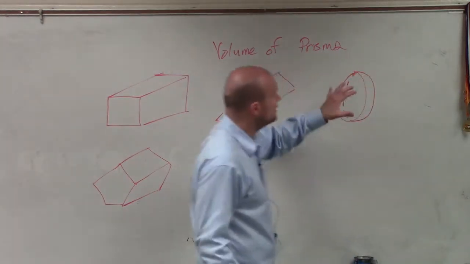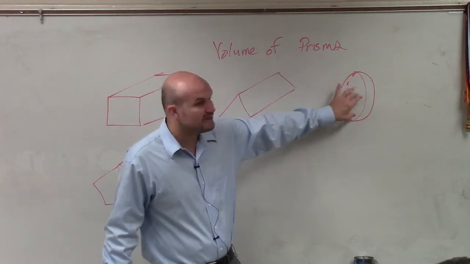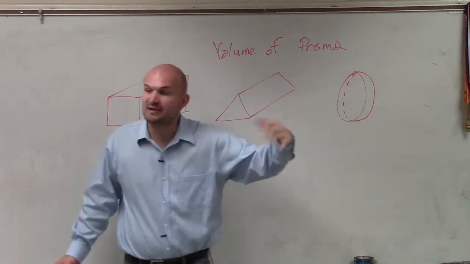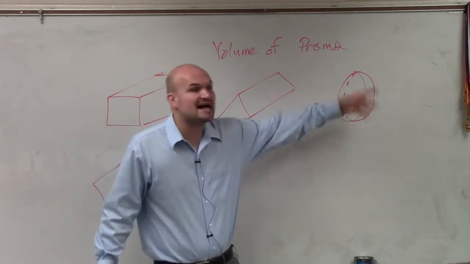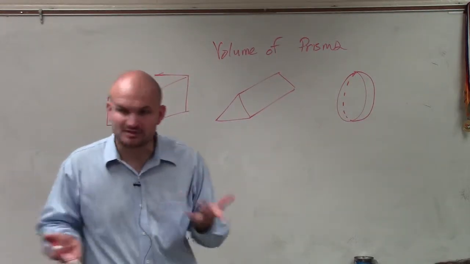What we found with a cylinder, which is a circular prism, is that to still find the area of the base, you multiply that by 2 because that's the base and the top, and then the side was still a rectangle, but it had the circumference dealing with it.